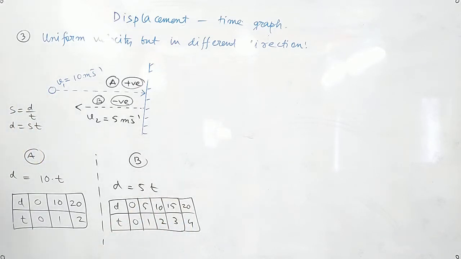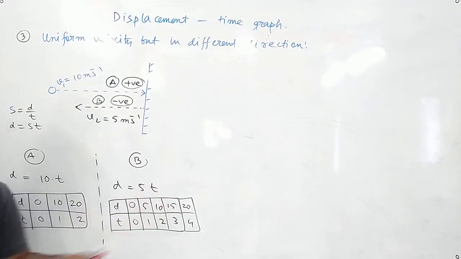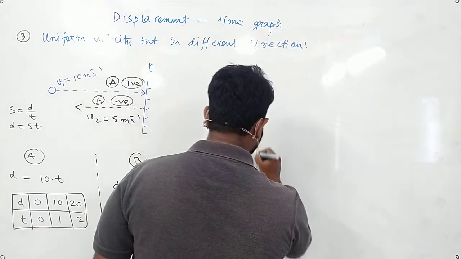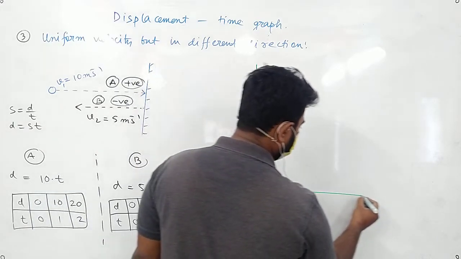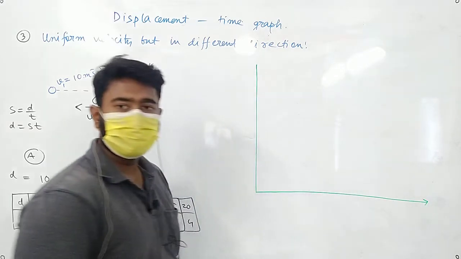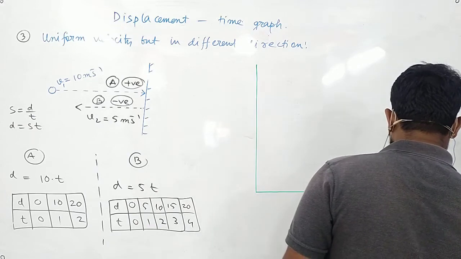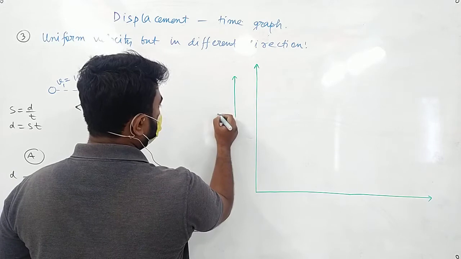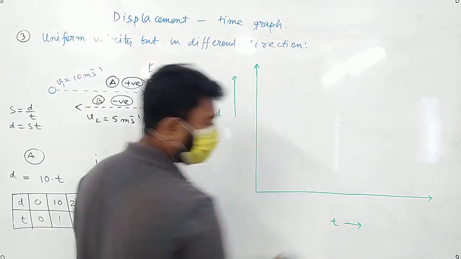Now, can we plot them from here? Okay, let us see. First, we will draw both of the axes. Done? Okay, this is the displacement axis. I am writing here it as D. This is the time axis, right?